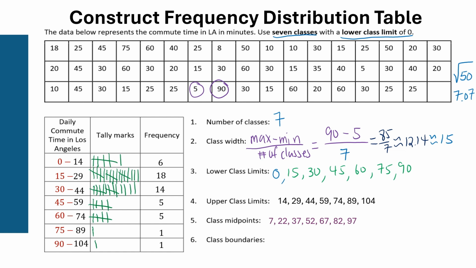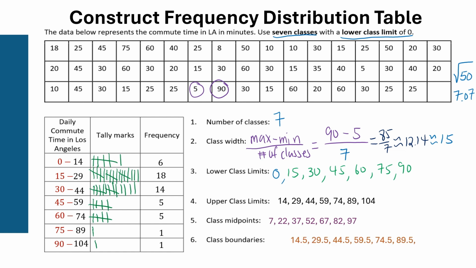The last thing we need to find is the class boundaries. We find the class boundaries to help us remove any gaps between the class intervals. To do that, you simply find the midpoint between the upper class limit and the next lower class limit. So the midpoint between 14 and 15 is going to be 14.5. And then the midpoint between 29 and 30 is going to be 29.5, and so on.